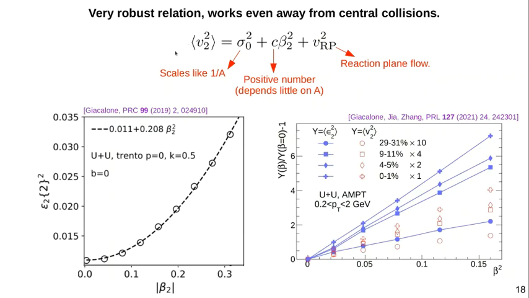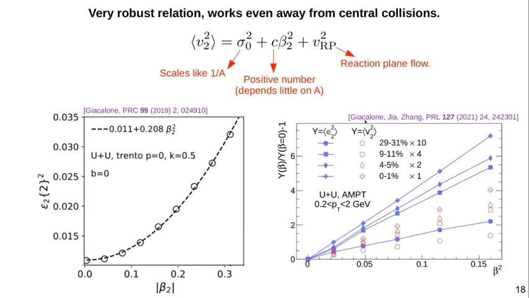Now we can look again at the anisotropy as a function of beta 2. This can be done in models, for instance, collisions at b equals 0. This is the elliptic anisotropy of the system. It's a quadratic function of beta 2. This was also verified again in AMPT, with the initial state eccentricity and the final state elliptic flow. They are all linear functions of beta 2.